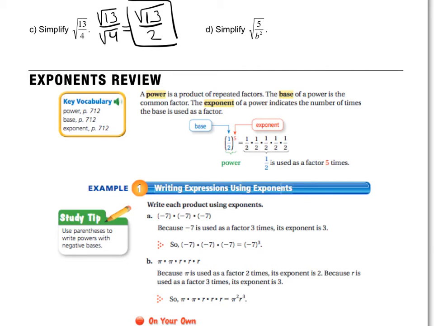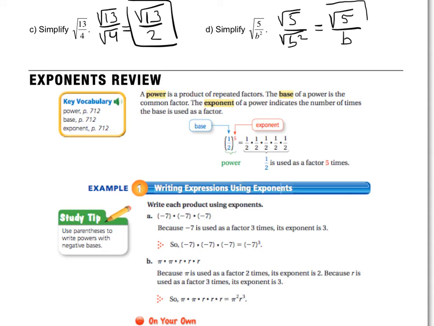And the last one, we just got to think about what this is really saying to us. Square root of 5 over the square root of b squared. Now let's think about that for a minute. So b squared, whatever b is, there are 2 of them. There are b times b. So once I take the square root of b squared, notice that that becomes b.